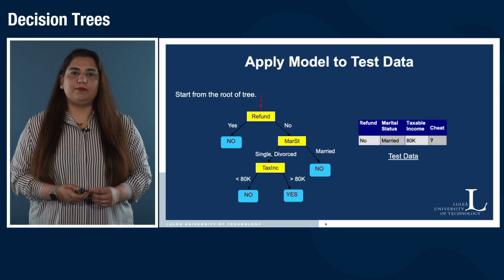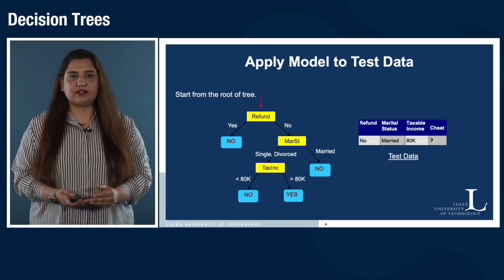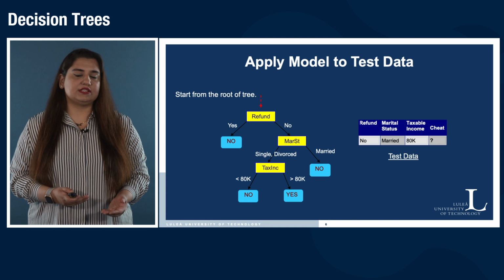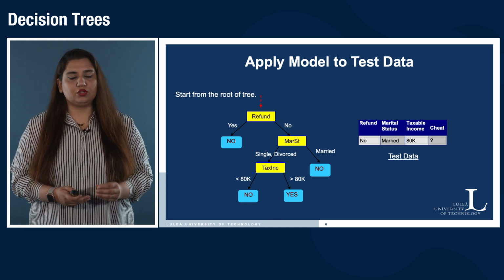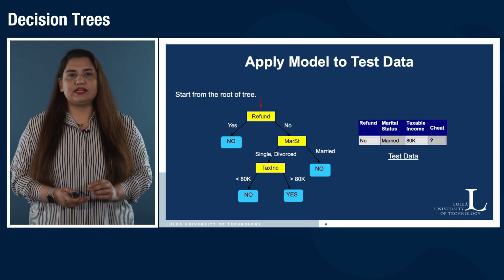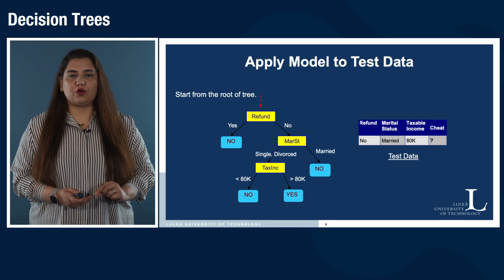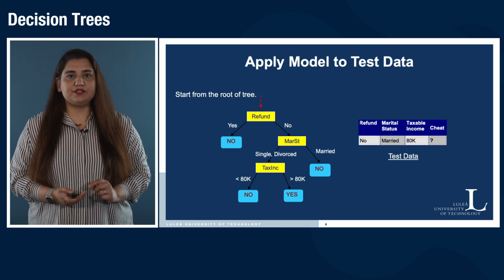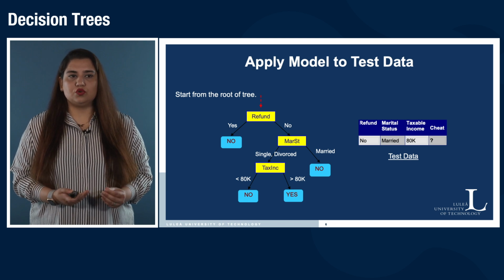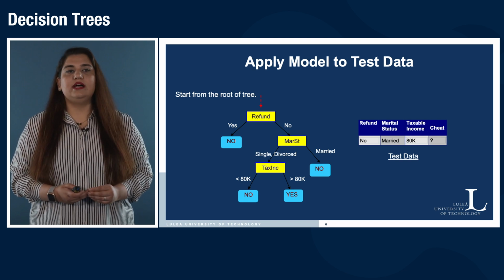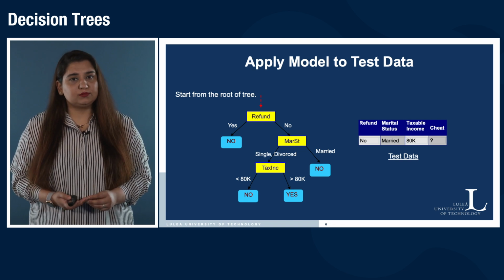So let's try to apply a model to our test set. For example, in the previous step, we extracted a tree from a training set. So this is a tree in front of you. Here we have the refund variable on the root node, and we also have a test set. So the test set has one record, or as you see, one row from the table for which we need to identify the result. So this particular person, the values say refund no, marital status married, taxable income 80K, and then whether they cheated or not.